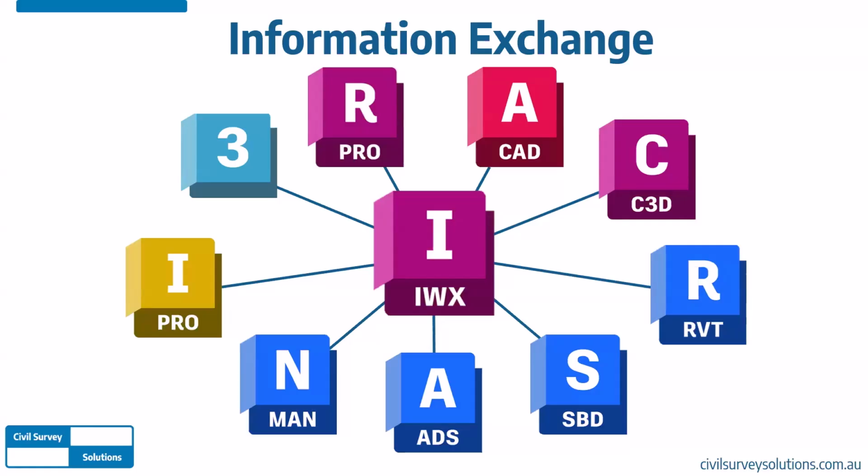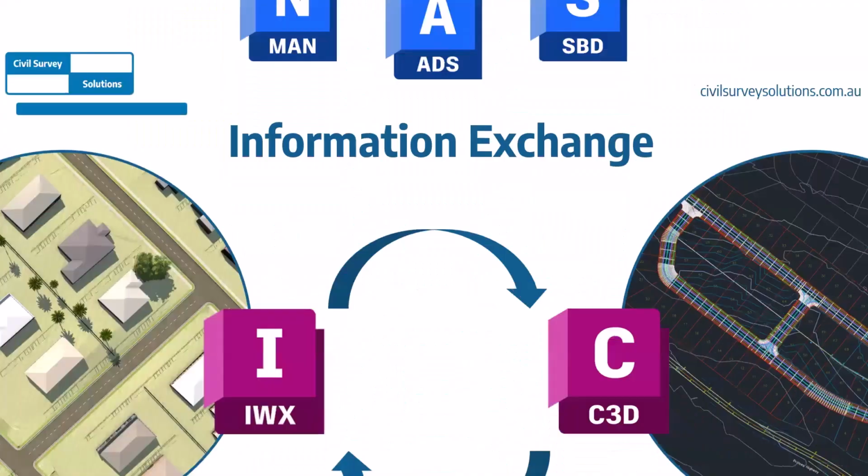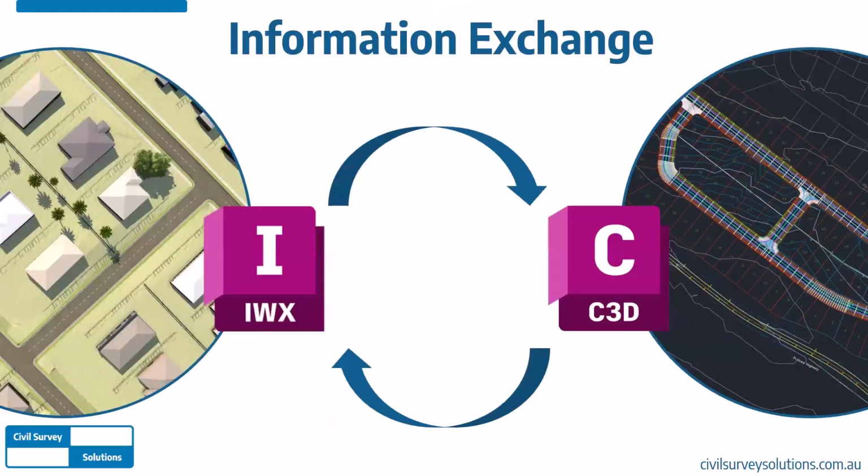Today, we're really focusing on the link with Civil 3D, and it is a cyclical exchange. So we can go from Infraworks to Civil 3D, and then we can go from Civil 3D back to Infraworks again.